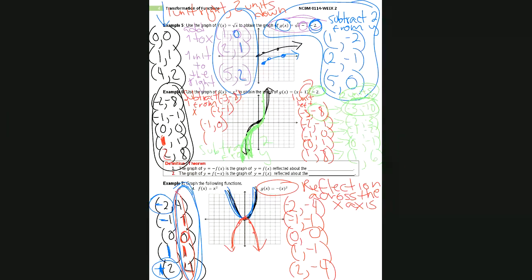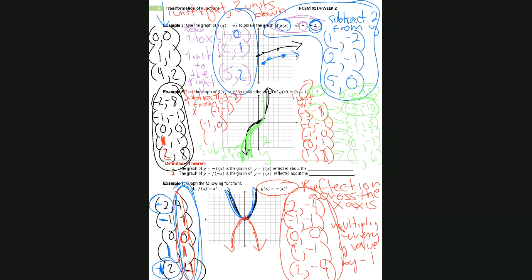So what did I do? I multiply every y value by -1. And that's how I got the new points that represent a reflection across the x-axis.